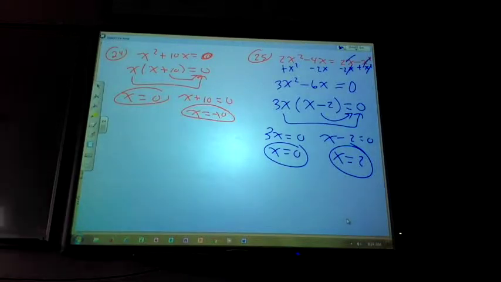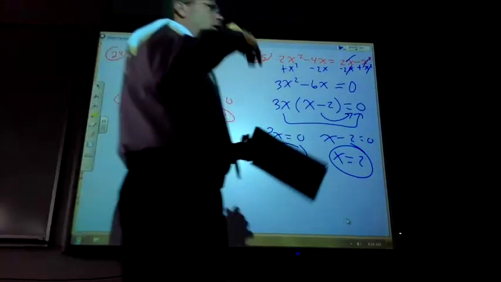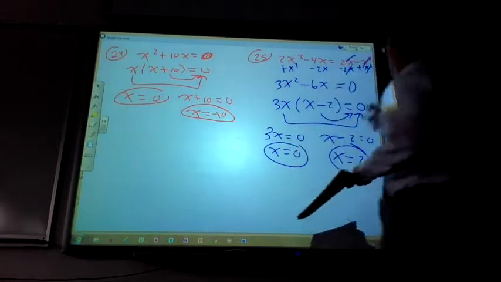So when you're solving it, make sure it's equal to 0. If it's not equal to 0, move all of your terms over to one side. Pick what side you want to make it.